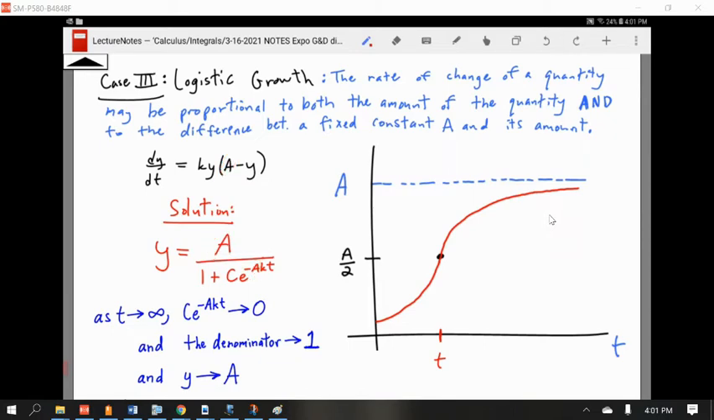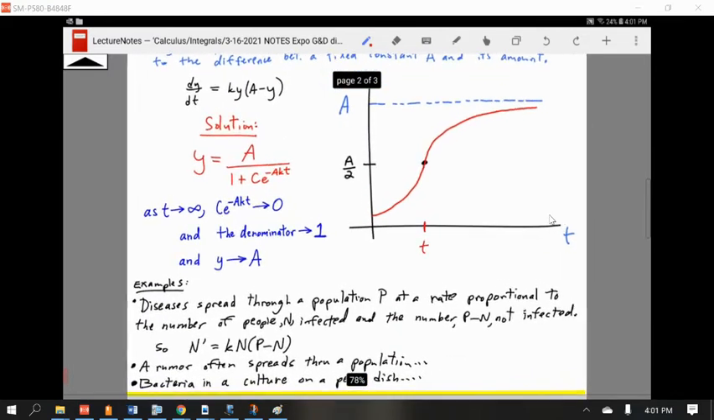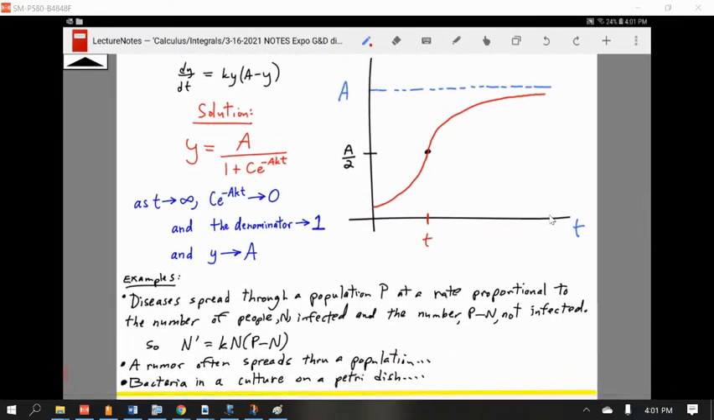Okay, examples of logistic growth. Diseases spread through a population P. What are you talking about? Like what's going on right now and has been for the past year of our lives? Diseases spread through a population P at a rate proportional to the number of people infected, which is N, and the number of people not infected. So this is what we were trying to do back in 2 weeks last April. We want to flatten the curve, right? We were wanting this curve to go so we could come back after spring break, right? Well, it's got to hit this.